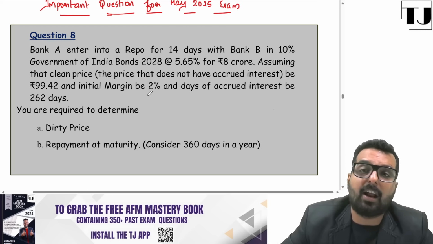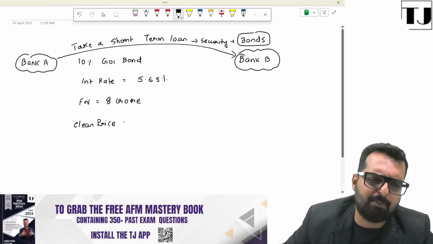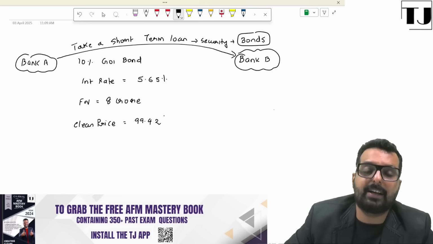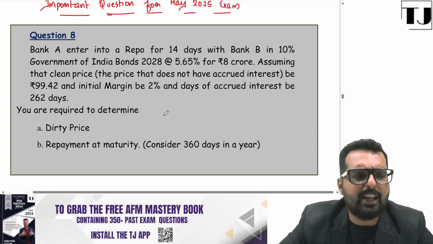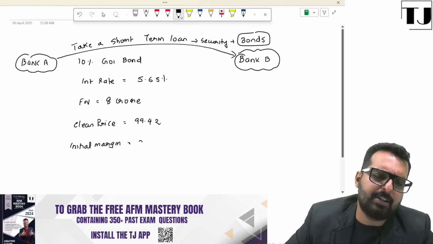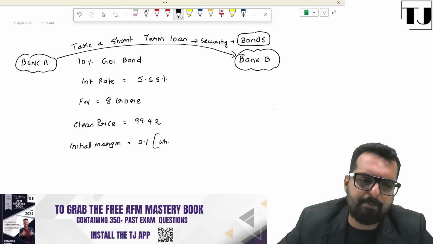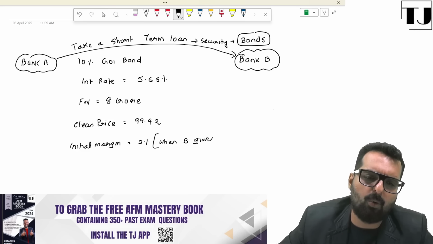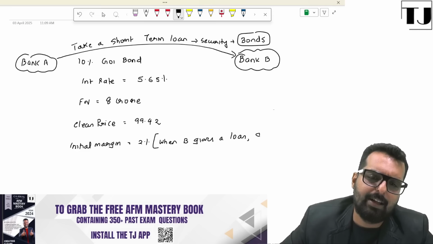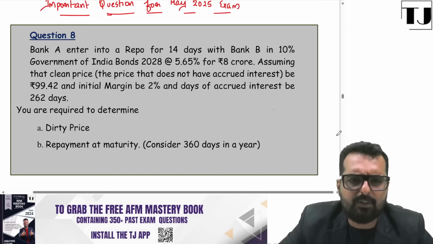They have also given another data which is called the clean price. Now, what is the meaning of clean price? I will explain to you. It is actually nothing but the issue price, friends. So the clean price is 99.42. You have an initial margin. How much is the initial margin? They have told 2%. This means when bank B gives a loan, it will deduct how much percentage, friends? It will deduct 2%. Is everybody clear with this part now?